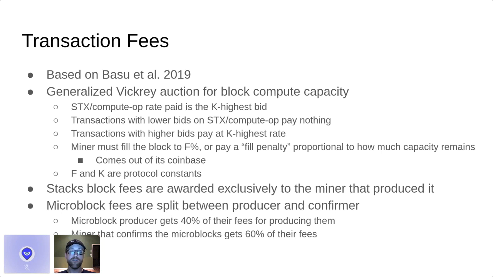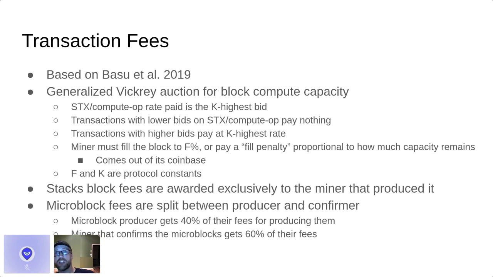And the split for this is 40-60. The miner that produces the anchor blocks gets 40% of the fees, and the miner that confirms them gets 60% of the fees. This is not listed here, but this is based on a paper called Bitcoin-NG from USENIX. I believe it was 2016, the annual technical conference. They devised a similar system that behaves similarly to Bitcoin, but it uses this microblock scheme instead. And this is the result that they arrived at when trying to incentivize miners to operate without selfish mining. We're just duplicating that result here.